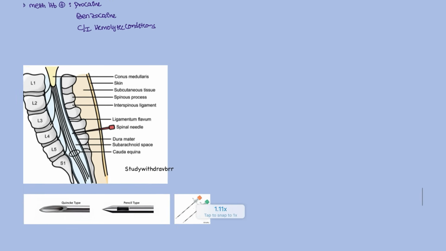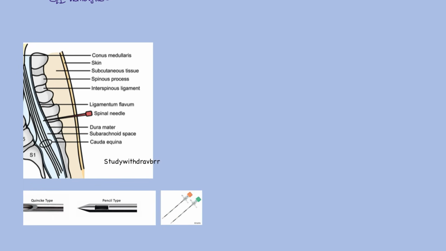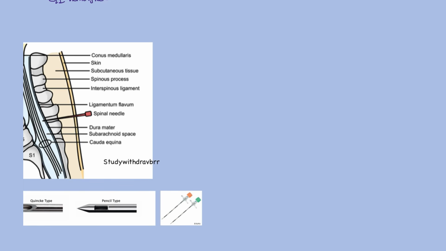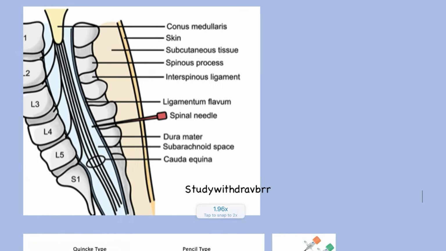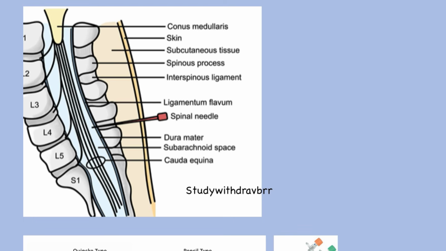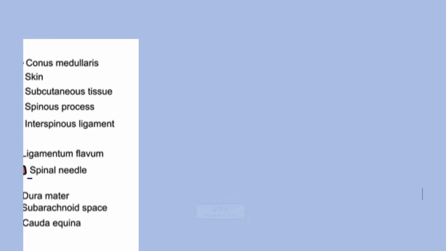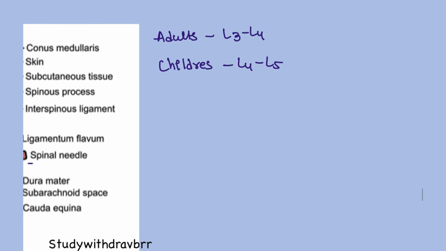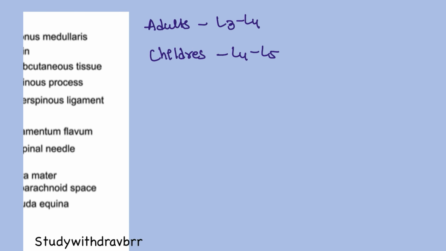Next, moving on to the important points that you have to take note of: epidural anesthesia and also subdural anesthesia. So let's see how you are going to give it. First of all, you have to take note of how you are going to give spinal anesthesia, the layers, that is important. So here is the spinal anesthesia that is given. What is the site, guys? The best site for adults is L3 to L4, and for children it is L4 to L5.